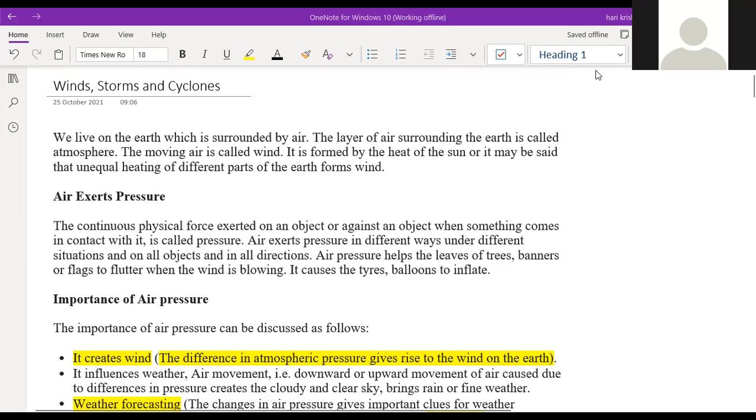Next question. Aditi, what is the wind? Sorry, sir, can you repeat? What is the wind? Definition of the wind.